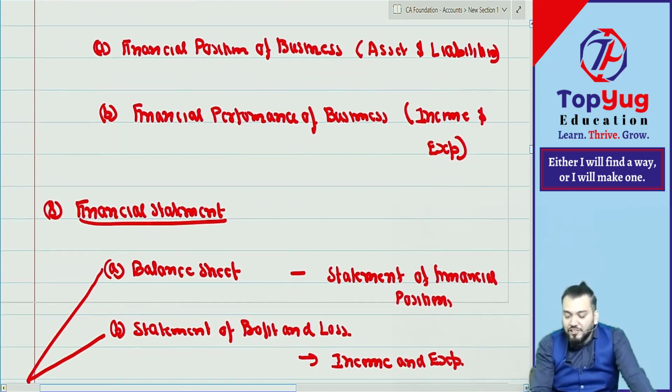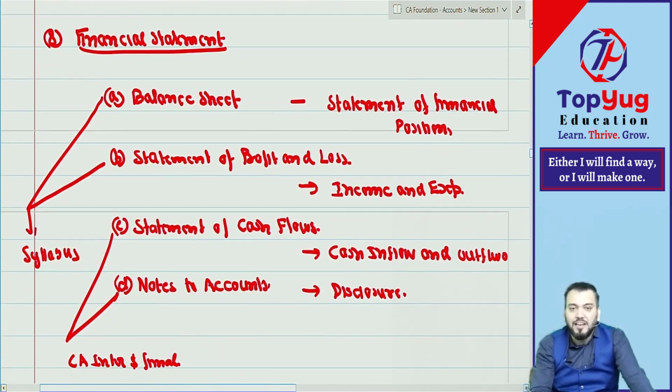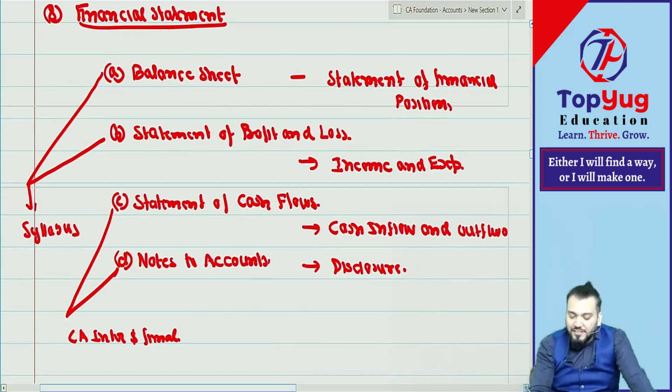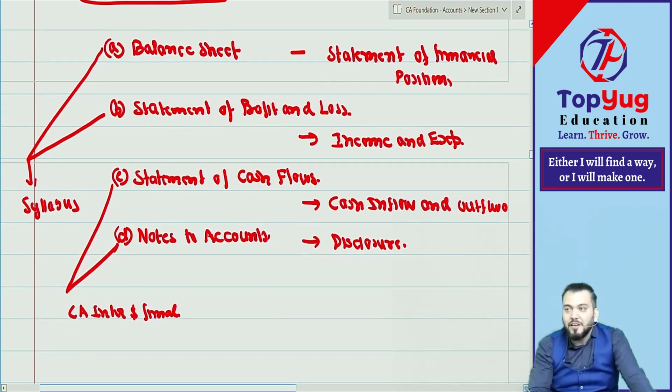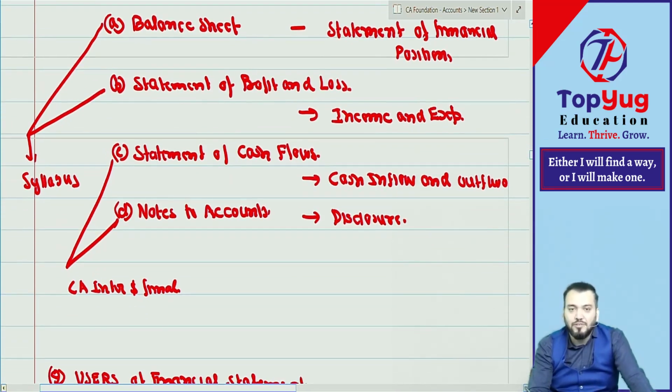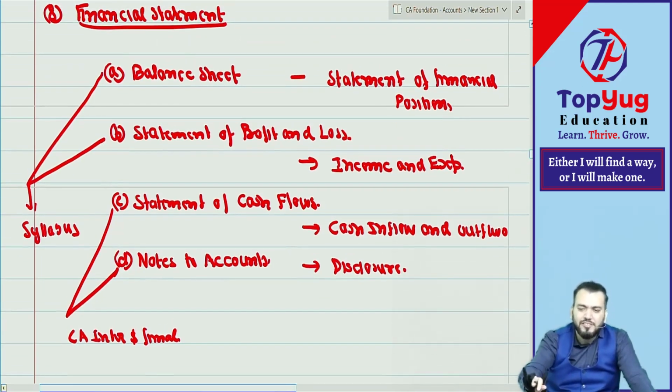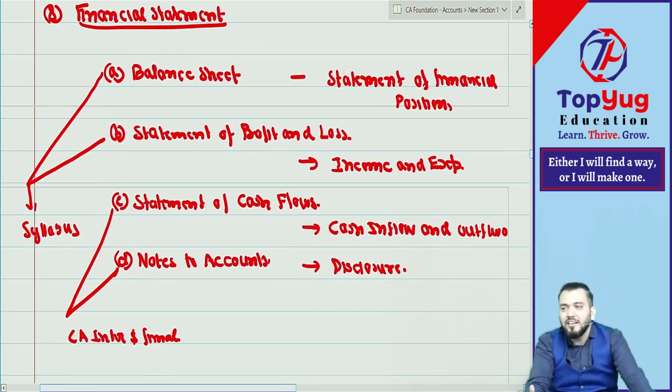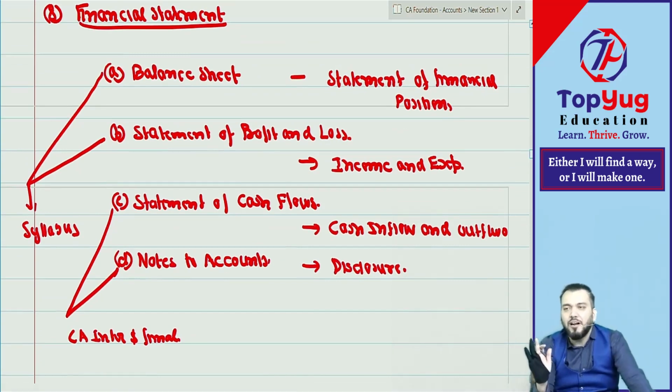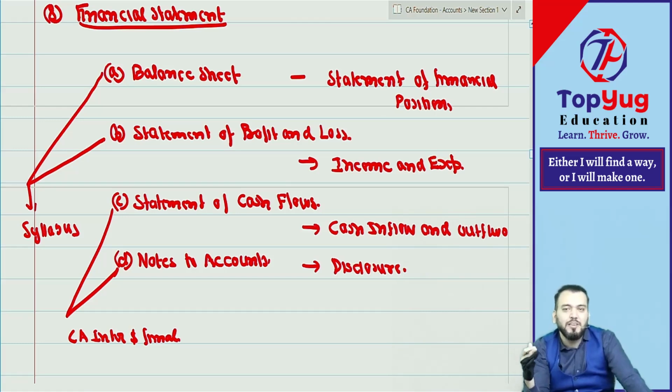What are the financial statement? There are four part of financial statement. First is balance sheet, second is statement of profit and loss, third is statement of cash flow, fourth is notes to account. There is one more statement of changes in equity, but that is not required to understand. However, balance sheet and statement of profit and loss will be in our syllabus. Statement of cash flow and notes to account will discuss when we pass CA foundation. We need to only remember the name.